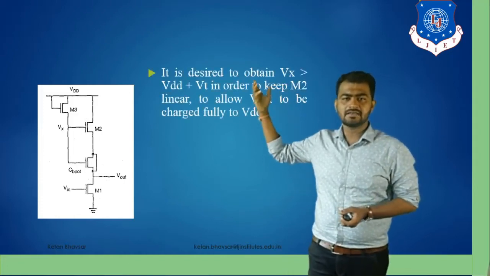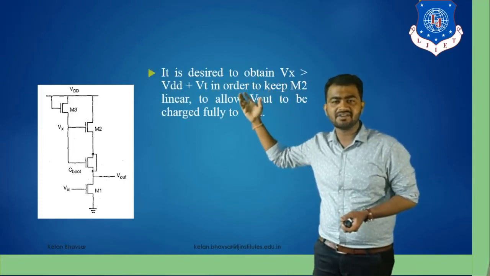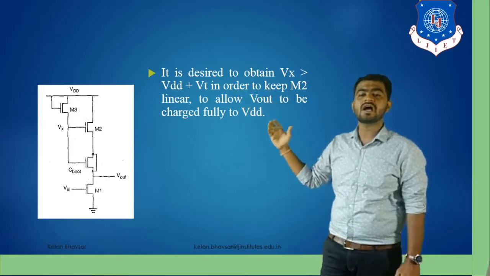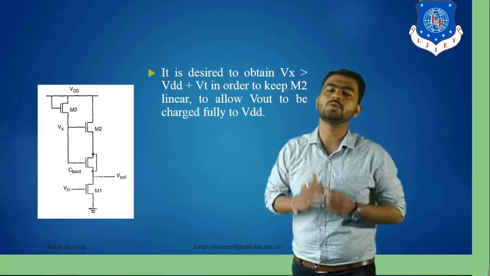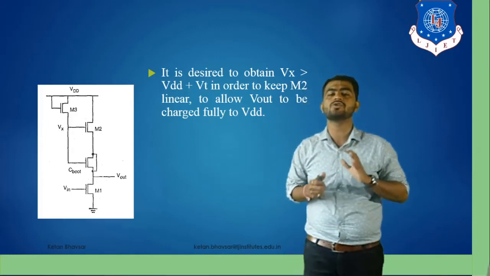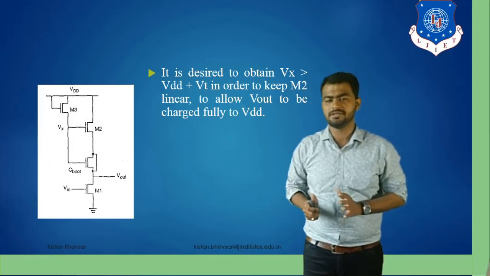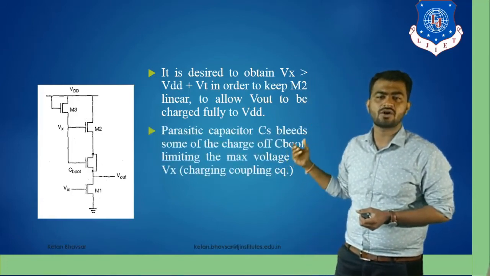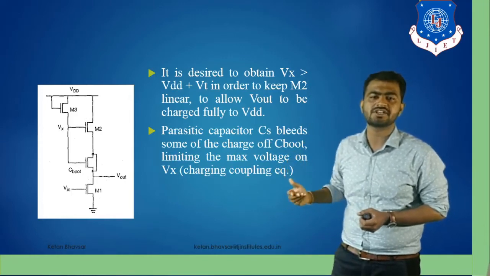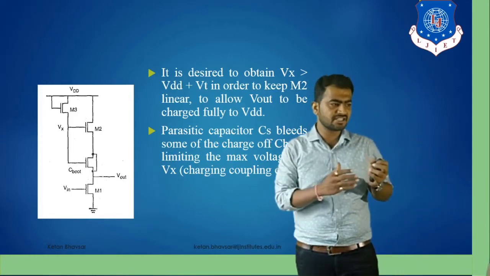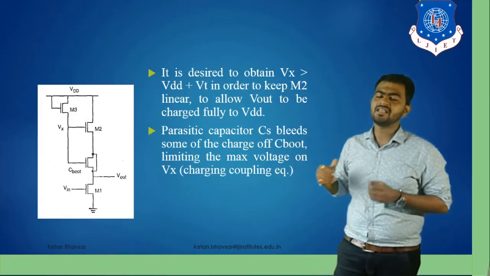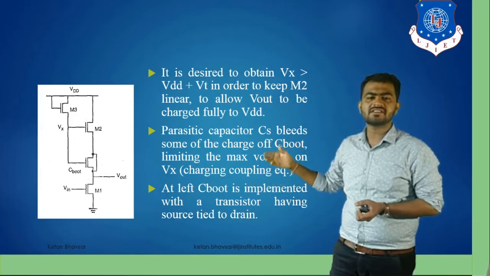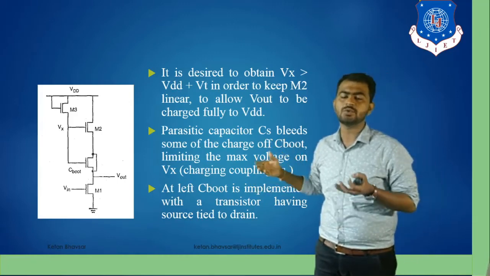It is desired to obtain Vx greater than VDD plus Vt in order to keep M2 in the linear region, to allow V out to be charged fully to VDD. So this circuit plays a main role in charging your circuit fully to VDD. The parasitic capacitance Cs shares the charge of C boot, limiting the maximum voltage on Vx. So, charging the coupled circuit, or coupling equations. As on the left, C boot is implemented with a transistor having its source tied to its drain terminal.